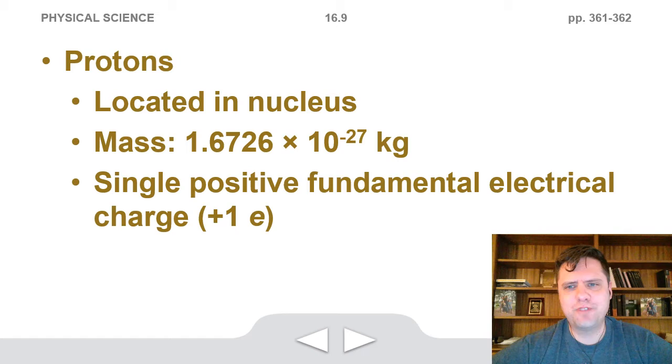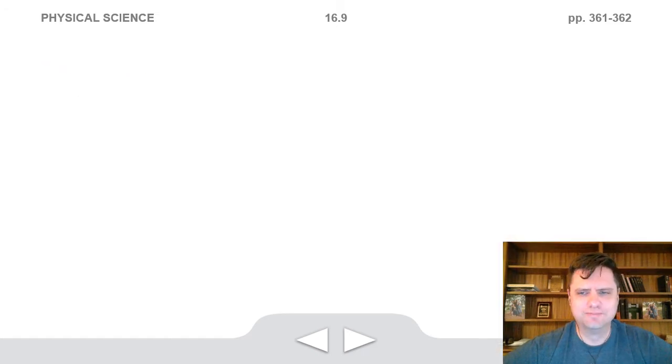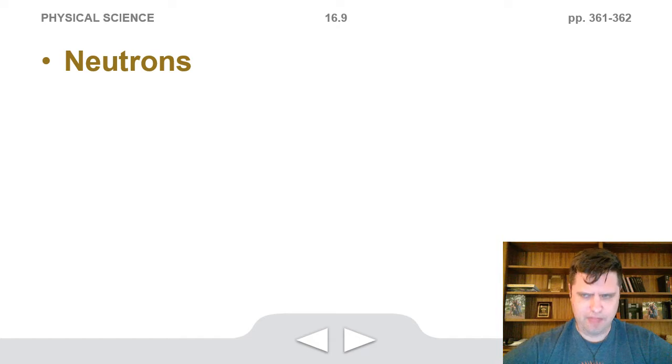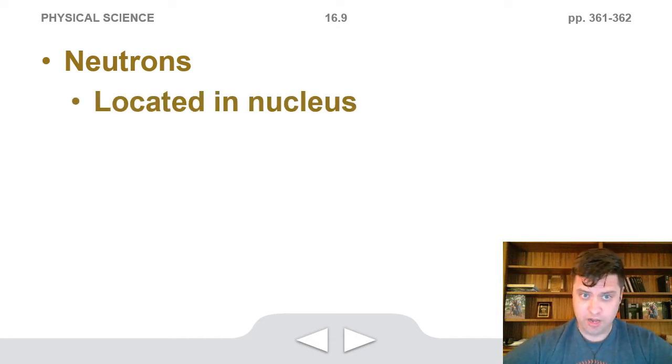It's a single positive fundamental electrical charge, +1 e. It is stable. So remember, it's a positive charge. It has a positive charge, which is balanced by the electrons. But first we look at the neutron, which is located in the nucleus.